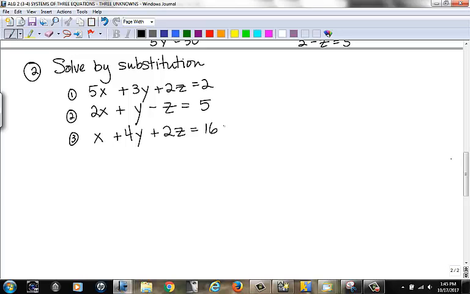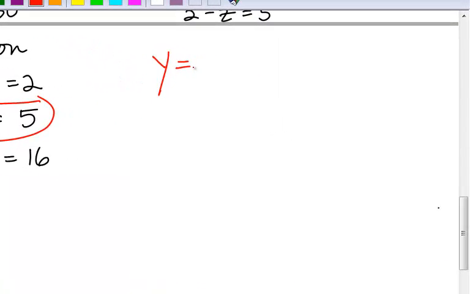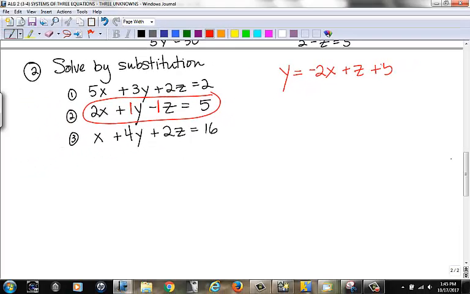I look for a coefficient of 1. So y on this one, or z on that same one. Okay, if I take this equation and get y by itself, bring that 2x over to the other side. So that makes it negative. Bring the z over to the other side. Plus z, and the 5 stays where it is. I'm trying to get y by itself in this equation.